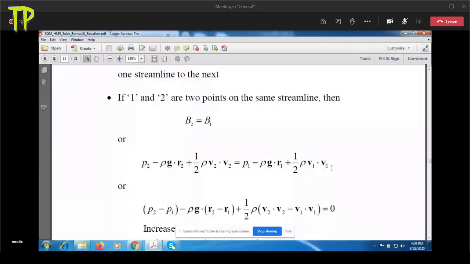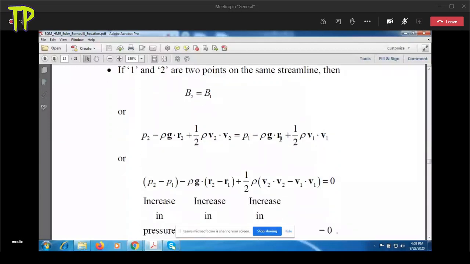Okay. Now another way to write it is move all the terms to one side of the equation and write it as a sum of several terms equal to 0. So here I grouped the terms so that you have within the first parenthesis the change in the pressure, P2 minus P1. Then you have the change in the potential energy per unit volume, minus rho g dot this difference r2 minus r1, which you can think of as the displacement vector between 1 and 2. And then you have half rho times V2 dot V2 minus V1 dot V1. So this is the magnitude of V2 whole squared minus the magnitude of V1 whole squared.